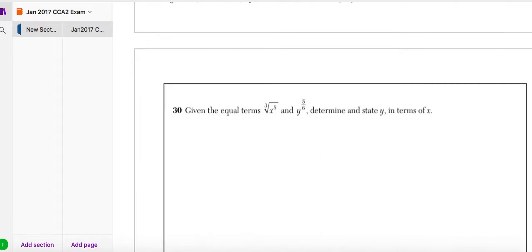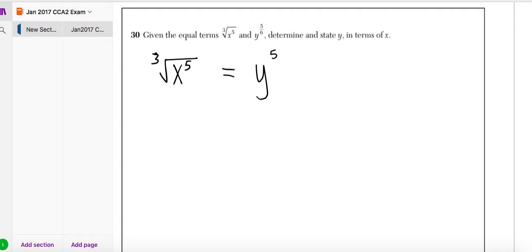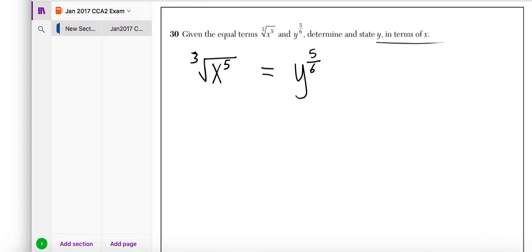Given the equal terms, the third root of x to the 5th and y to the 5/6 power. So they're equal to each other, right? So there were a few ways we could have done this. But this is what we're starting off with. Determine and state y in terms of x. So guys, one of the ways I could do this is I could rewrite the x to the 5/3 using a rational exponent, using the fact that the numerator is the exponent and the root or the index is the denominator. So that's a fractional exponent. And this is just y to the 5/6 to stay the same.